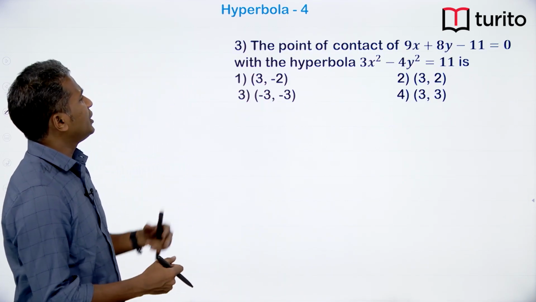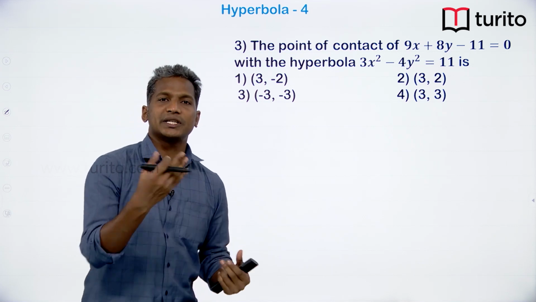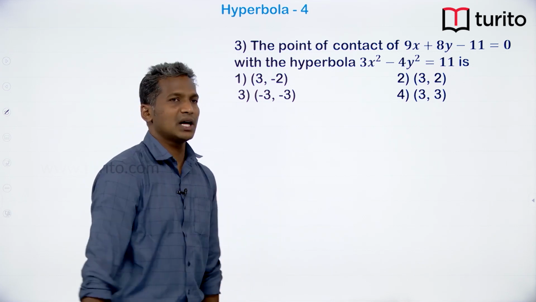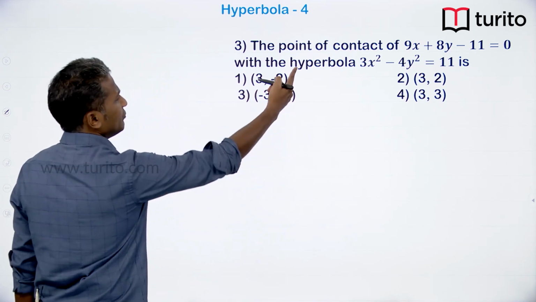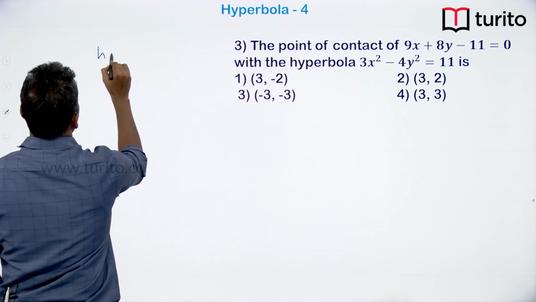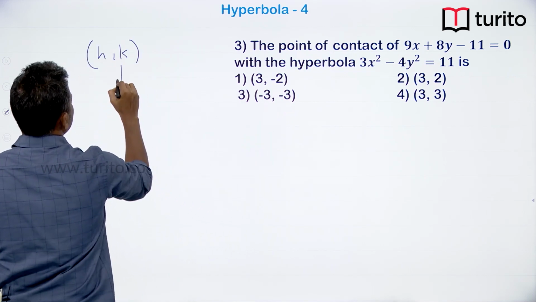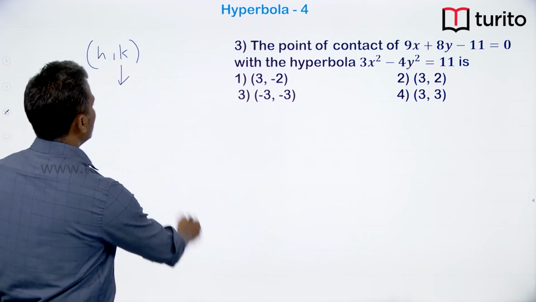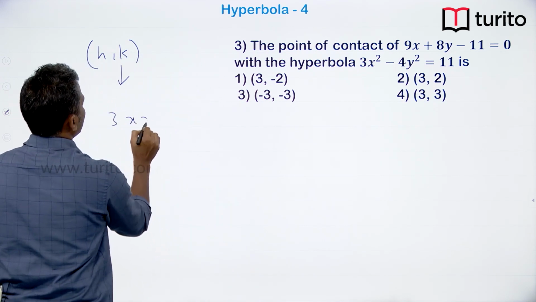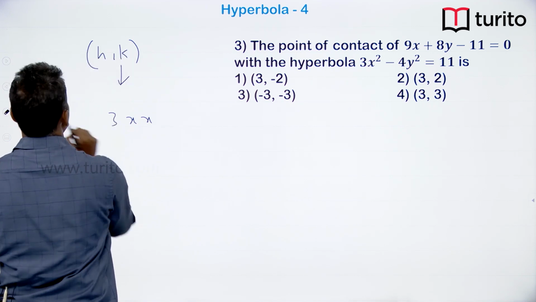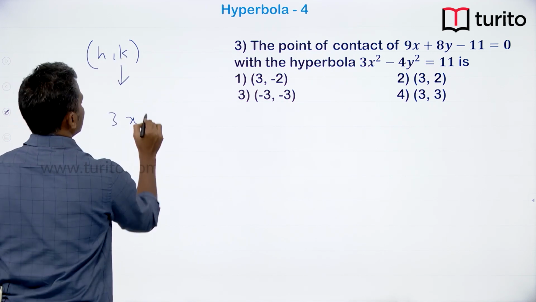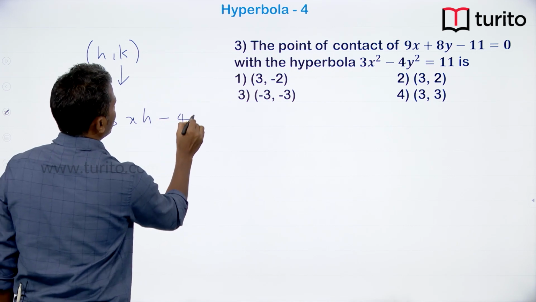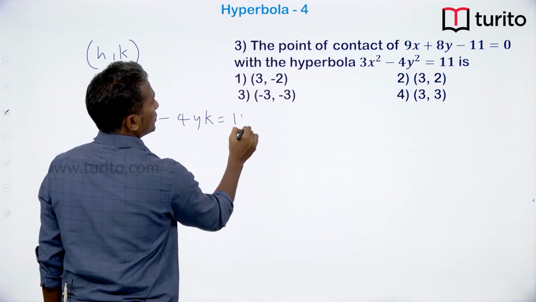So find the point of contact of this. What is the best way? Again, I have helped you in the last question also. We can take the point as h comma k. If the point is h comma k, how do we get the tangent? It is S1 equal to 0. So 3xx1, where x1 is basically h, 3xh minus 4yk, this must be equal to 11.